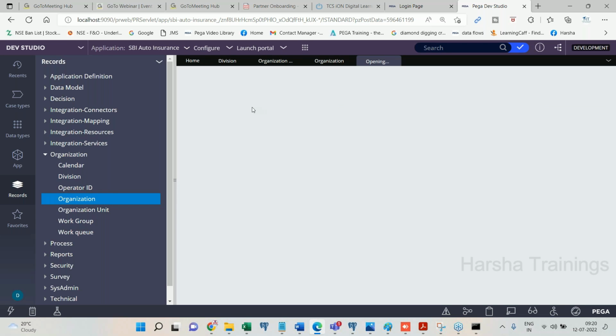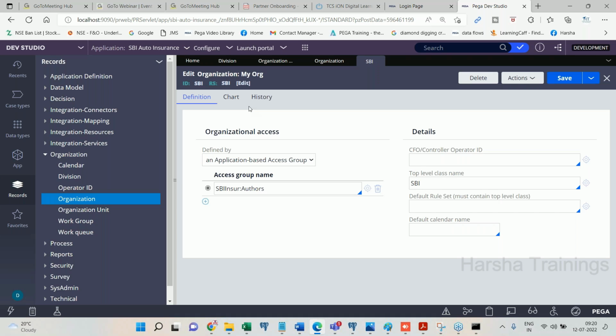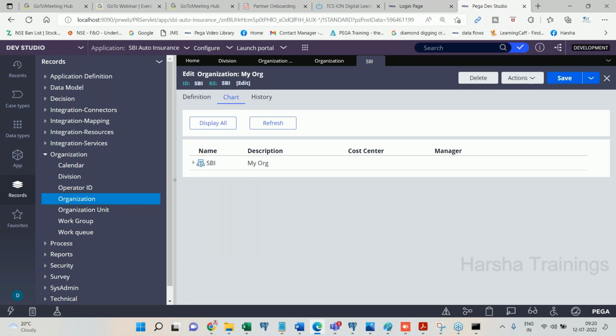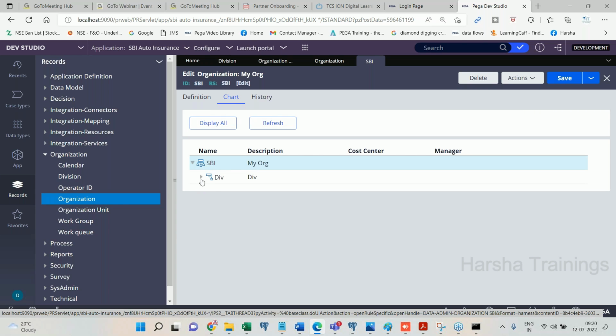We created SBI, right? The SBI organization we created, you remember? At the time of creating the framework application itself, I manually typed the organization as SBI. So this is the organization. If you go to the chart, these navigations are not required for us, so I'm going through it in a quick manner. For division and unit, I did not give any specific names. It has automatically taken them as div and unit with respect to the rules. I'll tell you in comparison with classes after some time.